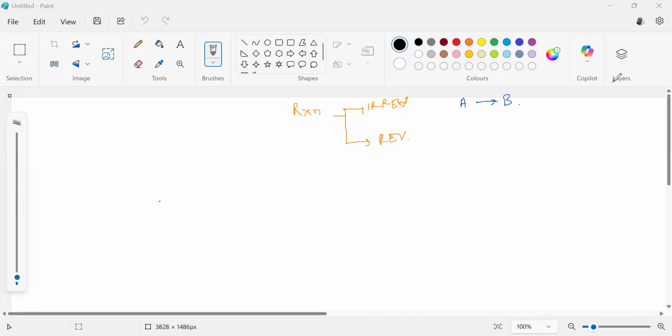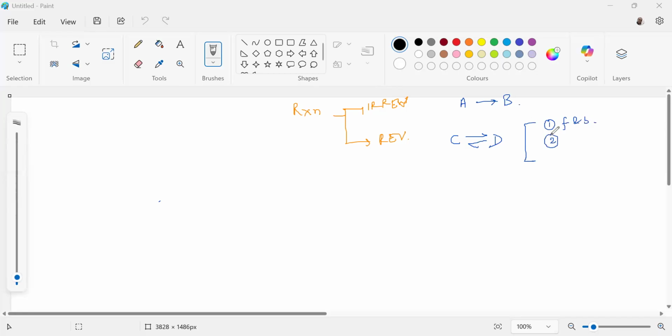A reversible reaction is a reaction which has got both forward and backward direction. Number one, this is very crucial. Now, if we put a reversible reaction in a closed system, that's very important. So we know that reversible reaction features are what? That they have got both forward and backward direction. This is clear.